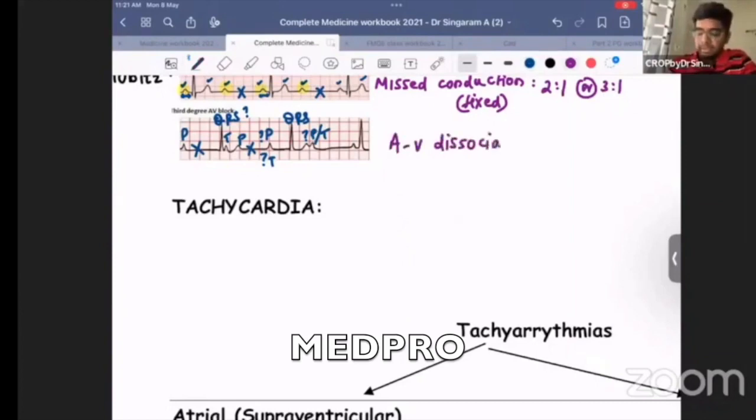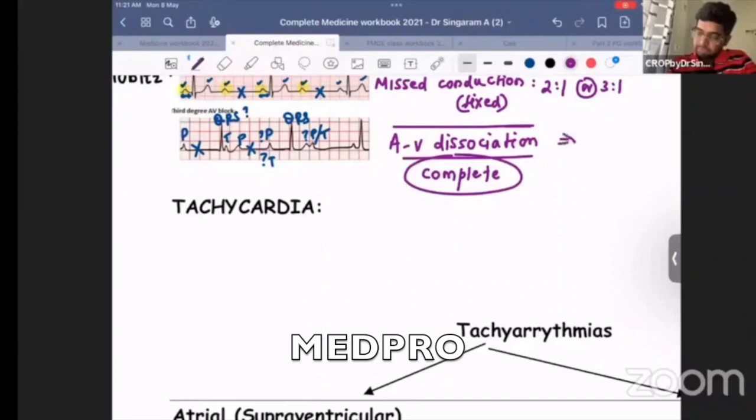AV dissociation. What is the meaning? Atrium is having a depolarization on its own. Ventricle is having a depolarization on its own, and there is no proper relation between the atrial and ventricular depolarization. This is what we call complete AV dissociation, and this is what we call third degree heart block. Are you able to follow this? This is what we call a third degree heart block.